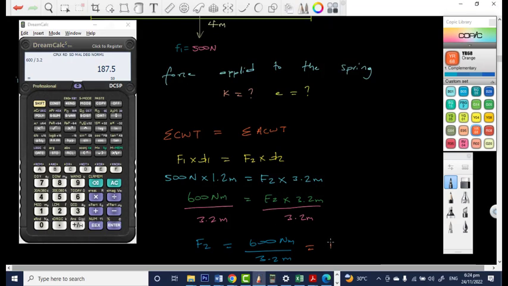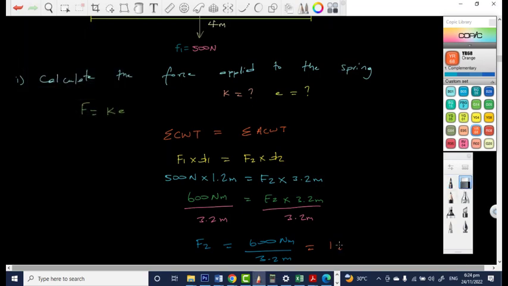187.5. So let's say probably 188. Can we say 188? Yes, sir, because you round up. All right, so let's say we round up. So 188. And this is what now? Meters cancels with meters, so we're going to get 188 newtons. So the force being applied to the spring is 188 newtons.